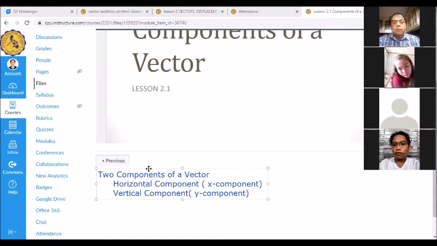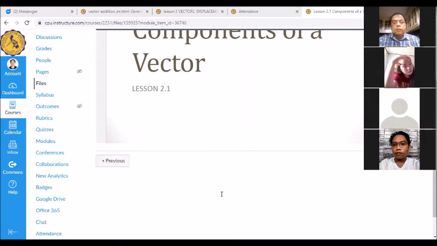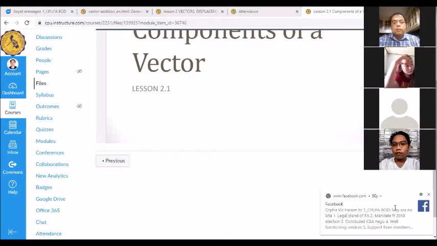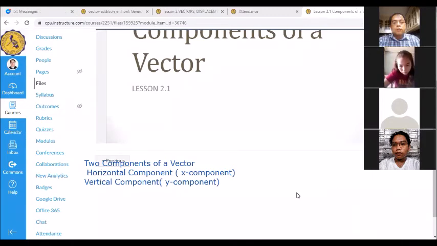Okay, and then if we are going to use a force, then our x component could be called Fx. Our y component can be called Fy, depending on, again, the vectors that is used. If it is a distance, then it is dx, dy.